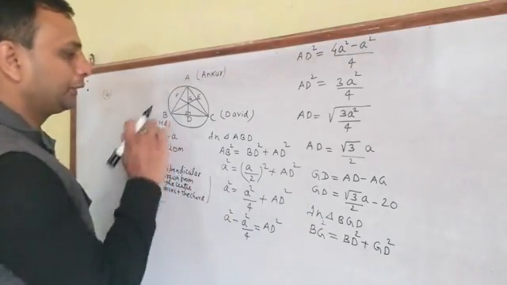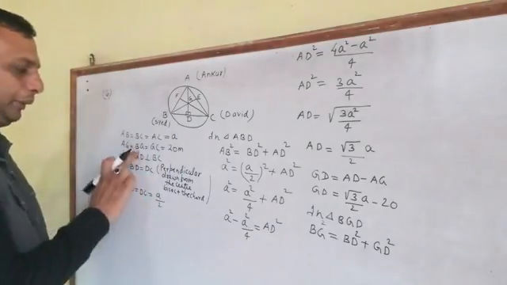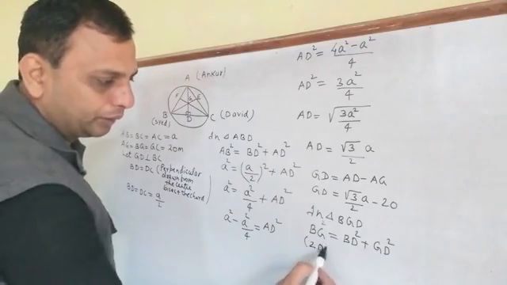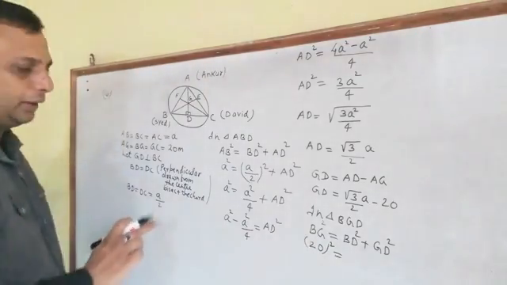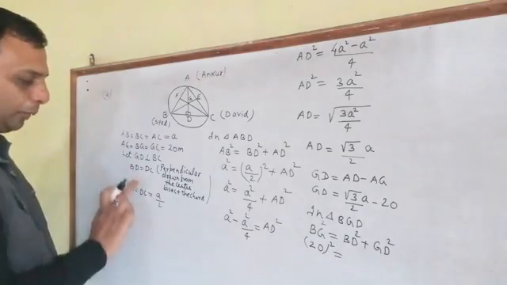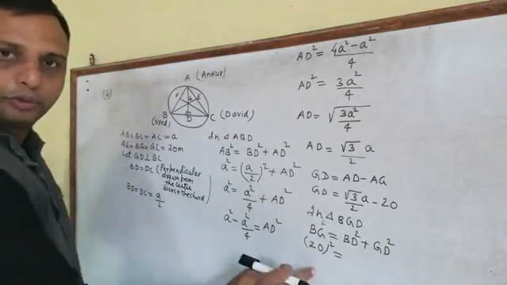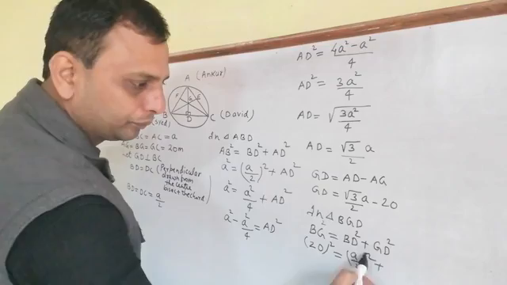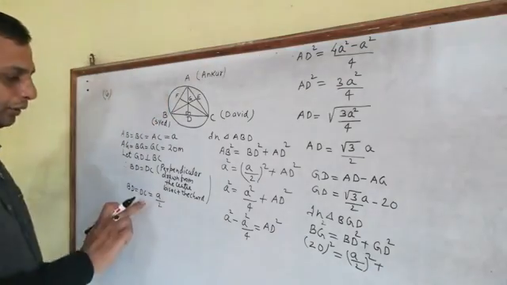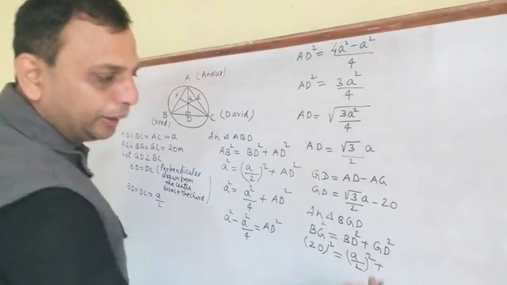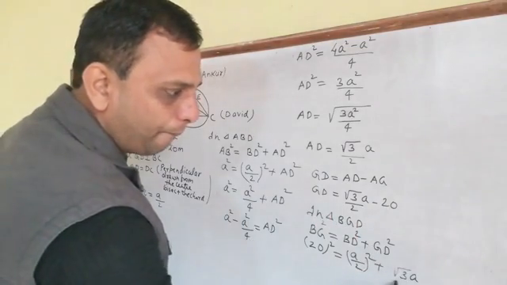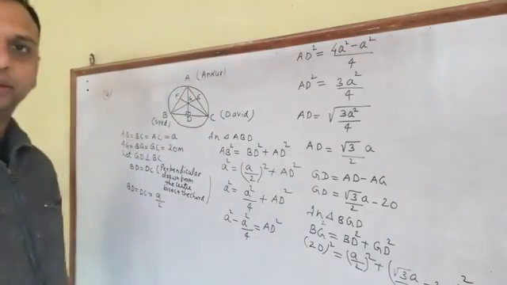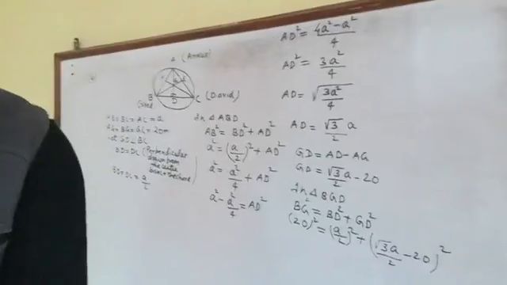Now BG square is how much? BG, I already told, is the radius, 20 square. BD is a upon 2, so we'll write here a upon 2. And GD is how much? GD we have found here, root 3 upon 2 a minus 20, whole square, is the value of GD.